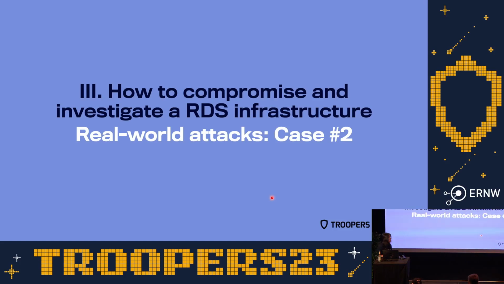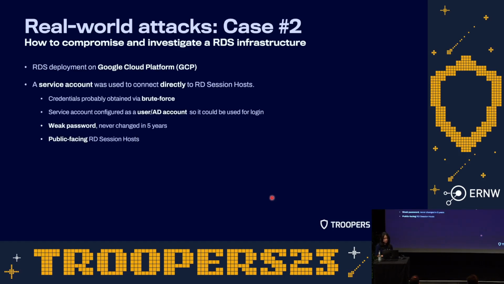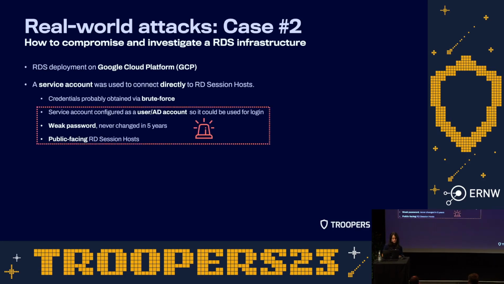And now let's jump into the second IR case. This one is interesting because it was an RDS deployment on Google Cloud Platform. A service account was used to connect directly to the RD session hosts. But how is that possible? It's a service account. It was wrongfully configured, and so it could be used for login.